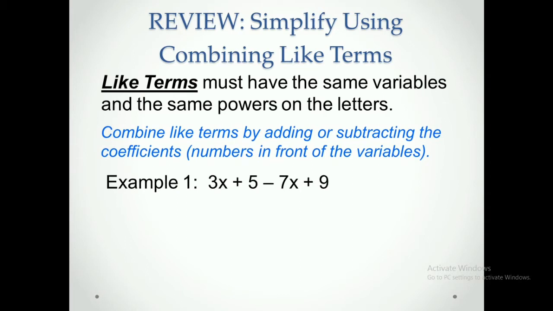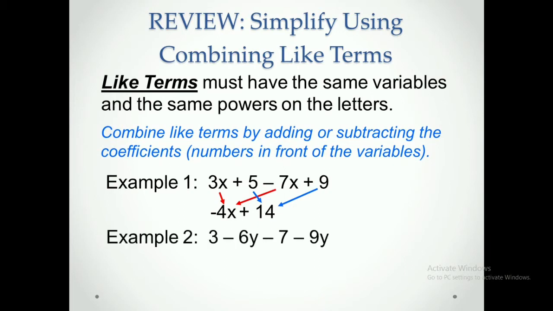Example 1: 3x plus 5 minus 7x plus 9. I'm sure you can identify the like terms there. Here we have a 3x and a minus 7x. Combining those two terms will give us negative 4x, and combining 5 plus 9 will give us a positive 14. As you can see, negative 4x plus 14, there are no other like terms, so that can't be simplified any further.